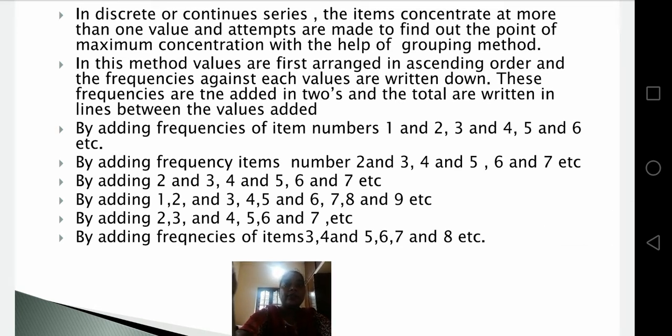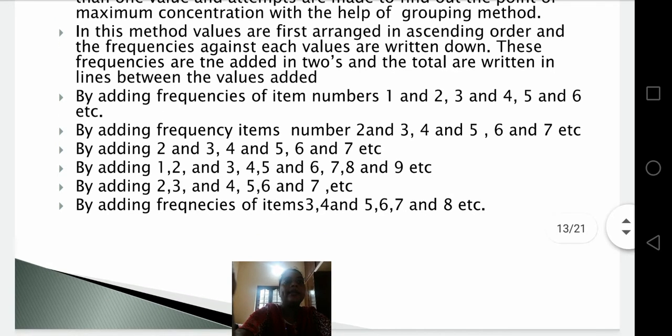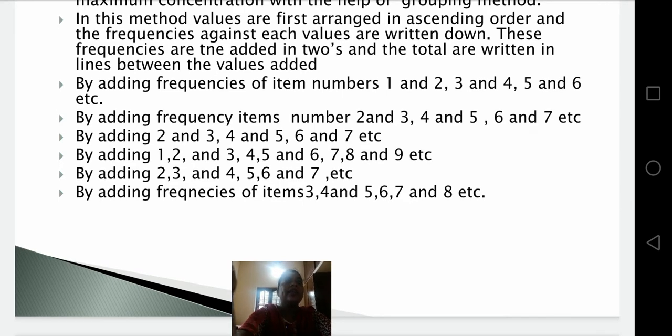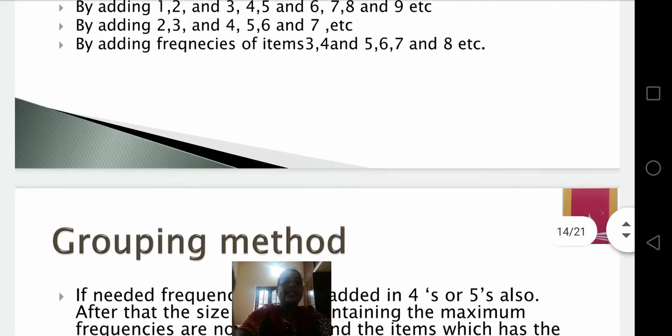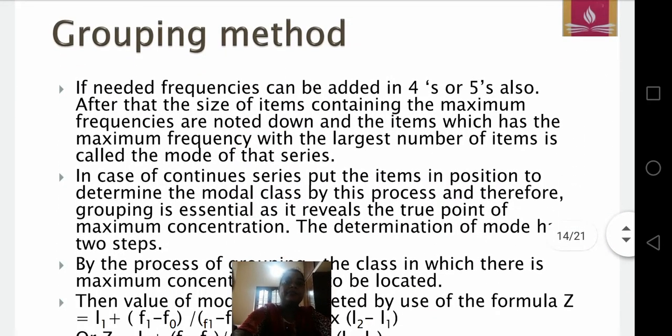Then the next step is to leave the first value, and the second and third will be added, fourth and fifth will be added, sixth and seventh will be added. Then next, leave the first, then add second, third and fourth, fifth, sixth and seventh. Then add first, second and third, and fourth, fifth. Like that it goes on. Then see where the value is concentrated by adding the frequencies. All this series we can identify, and if needed, fifth and fourth series.